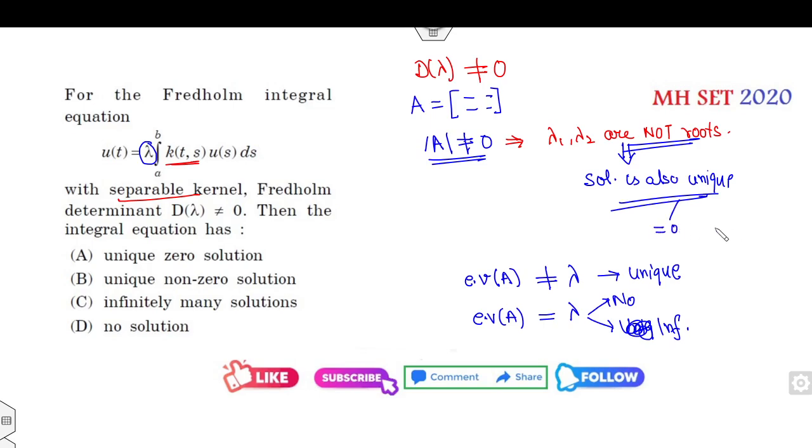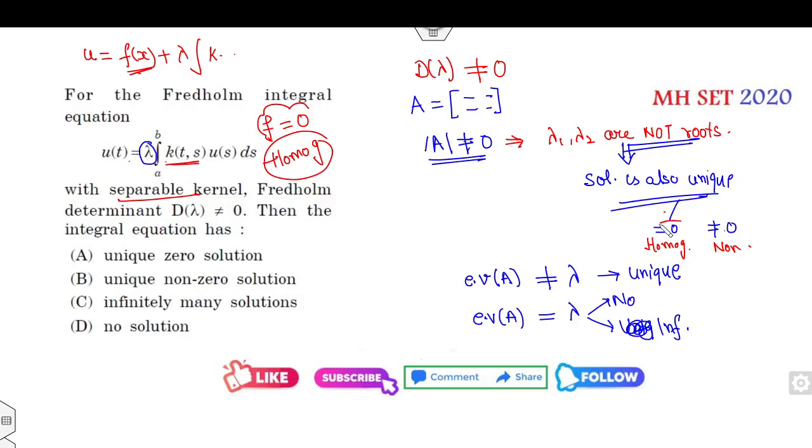Fine, now for the unique solution, whether it is zero or non-zero: zero only when it is homogeneous, and non-zero when it is non-homogeneous. But clearly, what is f(x)? This is the general equation. Find the kernel and what is the value of f. Clearly this is zero. That means the given integral equation is homogeneous. Once it is homogeneous, it always has the unique zero solution. So no solution and infinitely many solutions are cancelled, because the determinant is non-zero. So the right answer is A.